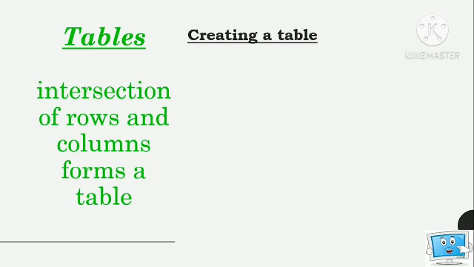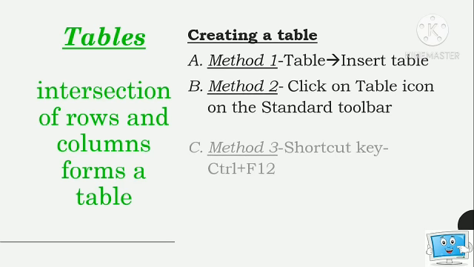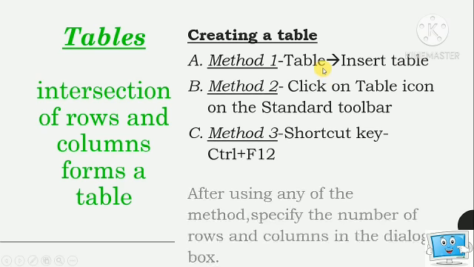So first of all, let us understand what is a table. Table means intersection of rows and columns. Rows are the horizontal lines and the columns are the vertical lines. So now let us understand how to create a table in LibreOffice Writer.